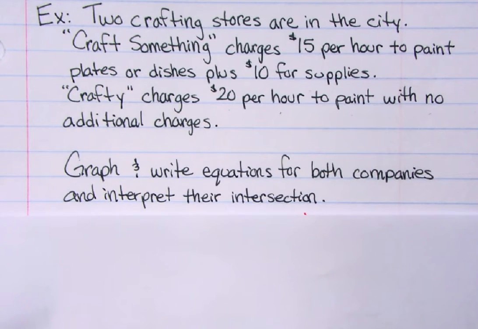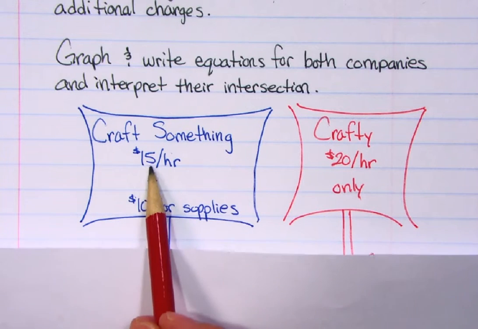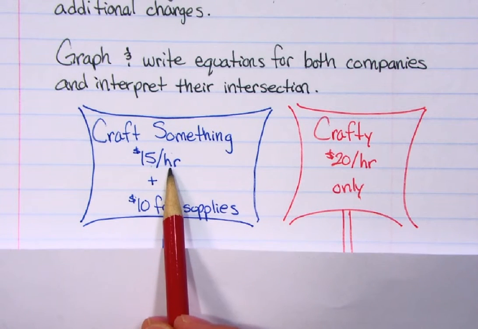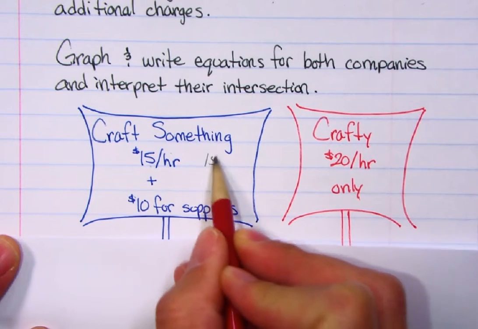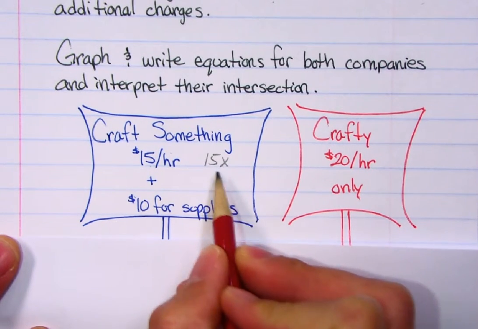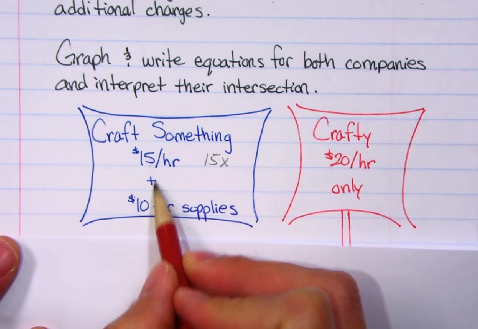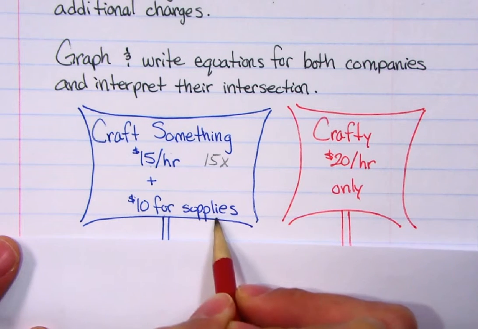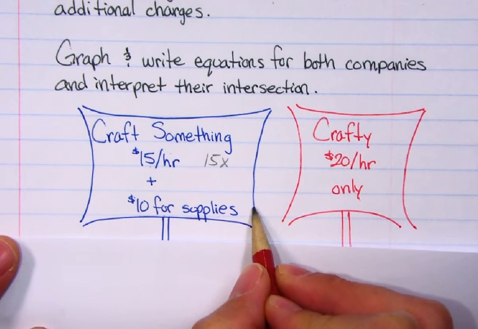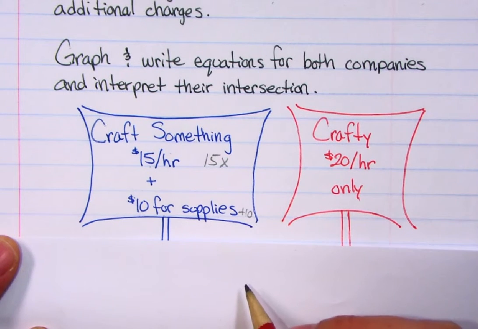Okay, so let's see what that looks like. Well, first of all, the company Craft Something, I know that they're going to charge $15 per hour. So this $15 per hour, that's the part that's going to turn into 15x. That's the pattern. It's increasing $15 each hour. And then in addition to that, they're going to ask for $10 for supplies. That's just a one-time fee. That's where you're going to begin. So as soon as you get there, it's a one-time fee of an extra $10.